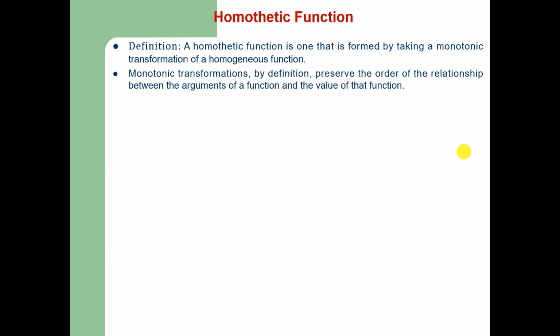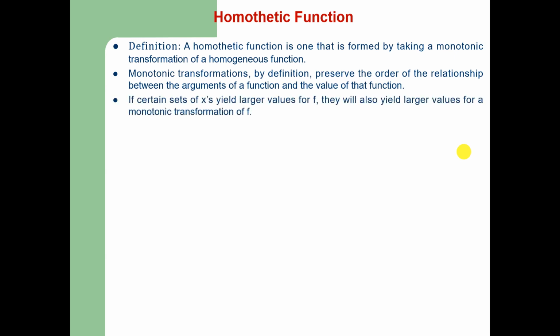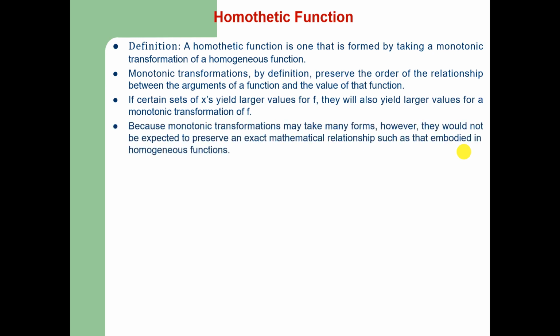Monotonic transformations by definition preserve the order of the relationship between the arguments of a function and the value of that function. If certain sets of x's yield larger value for the function, they will also yield larger value for the monotonic transformation of f. Since monotonic transformations may take many forms, however, they would not be expected to preserve an exact mathematical relationship such as that embodied in homogeneous functions.